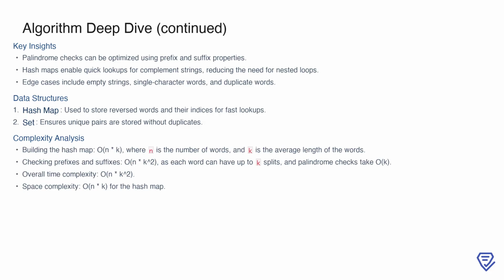From a complexity perspective, building the hash map takes O(n * k) time, where n is the number of words and k is the average length of the words. Checking prefixes and suffixes involves splitting each word into up to k parts, with palindrome checks for each split taking O(k), leading to an overall time complexity of O(n * k squared). The space complexity is O(n * k), primarily for storing the hash map. This approach strikes a balance between efficiency and comprehensiveness, making it well suited for solving the problem at scale.